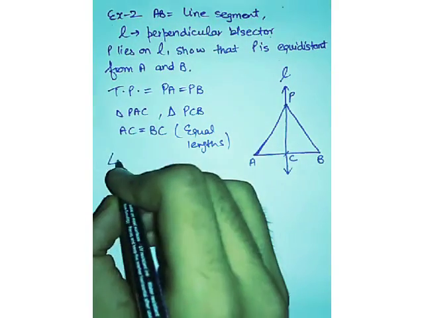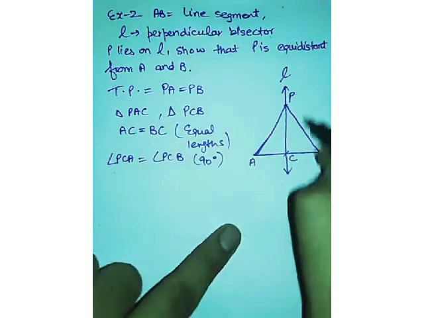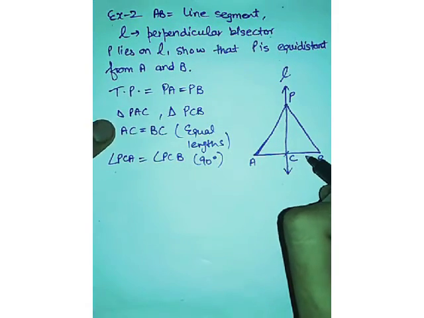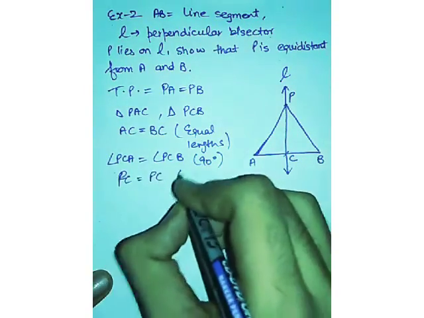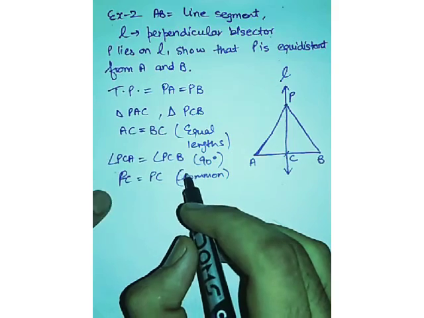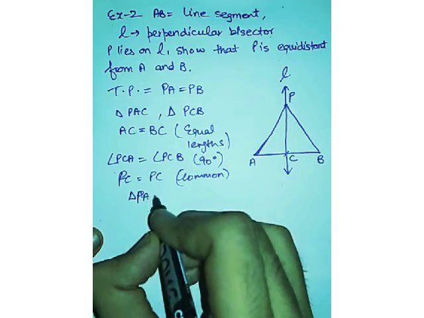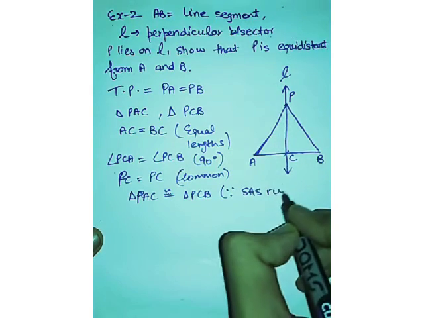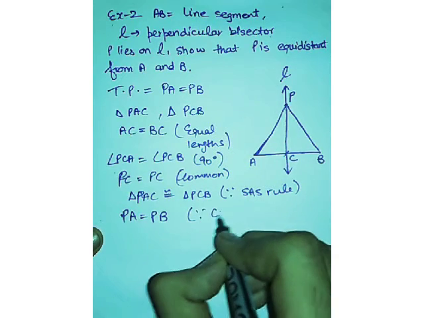Apart from that, angle PCA is equal to angle PCB. Why so? Because these are 90 degrees. Because again, L is the perpendicular bisector, which means the angle here is 90 degrees. Now one side and one angle is done. One more side is left. Yes, that is PC. PC is equal to PC. Why? Because it's the common arm, right? So SAS, yeah, we have fulfilled the conditions of the criterion. That is why triangle PAC is congruent to triangle PCB, because of the SAS rule. Now again, simply PA will be equal to PB because of CPCT.